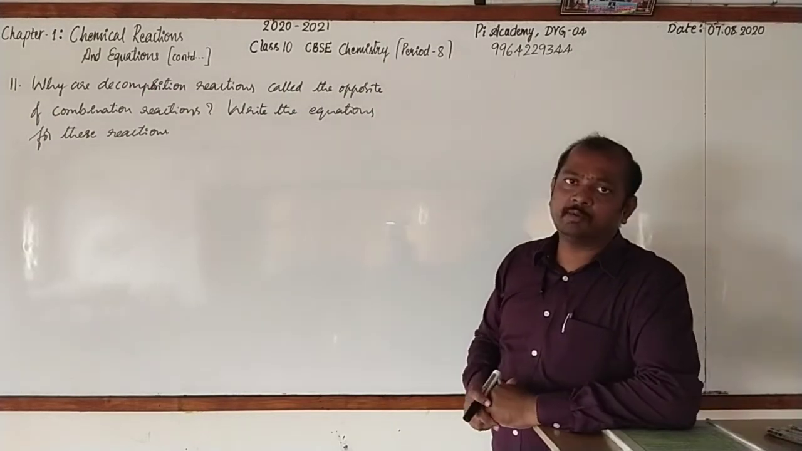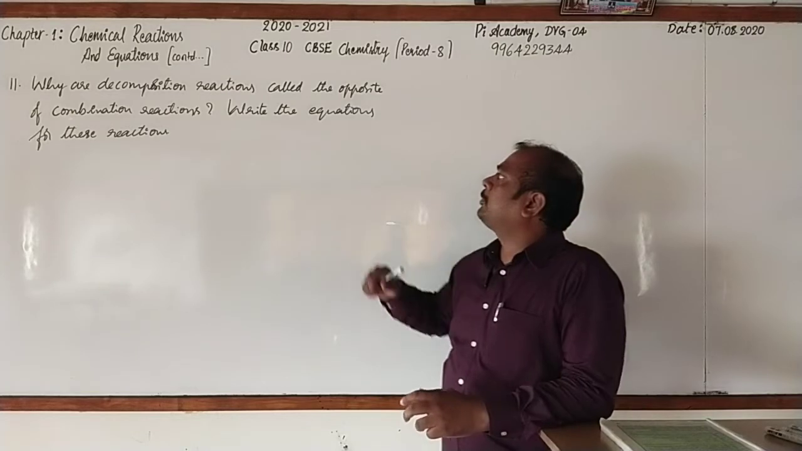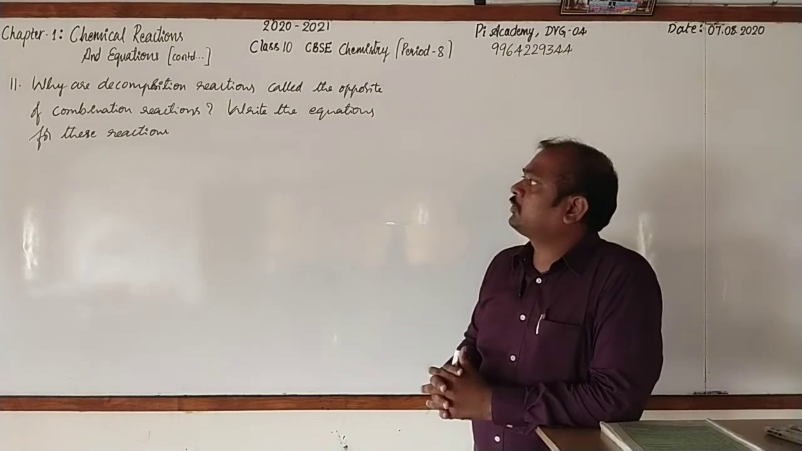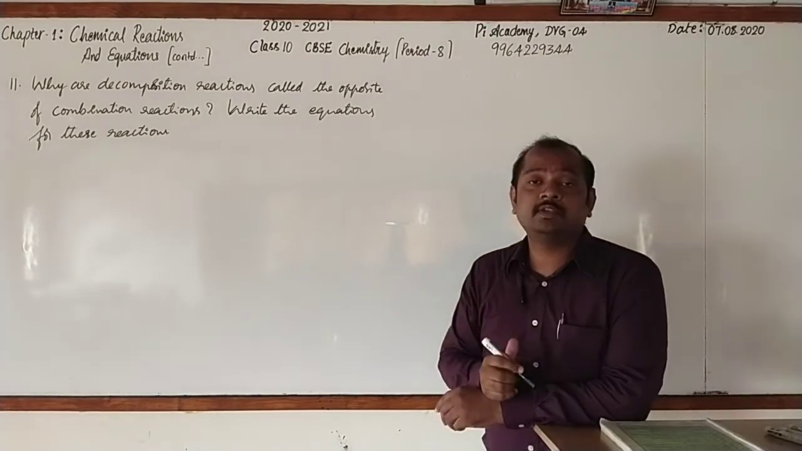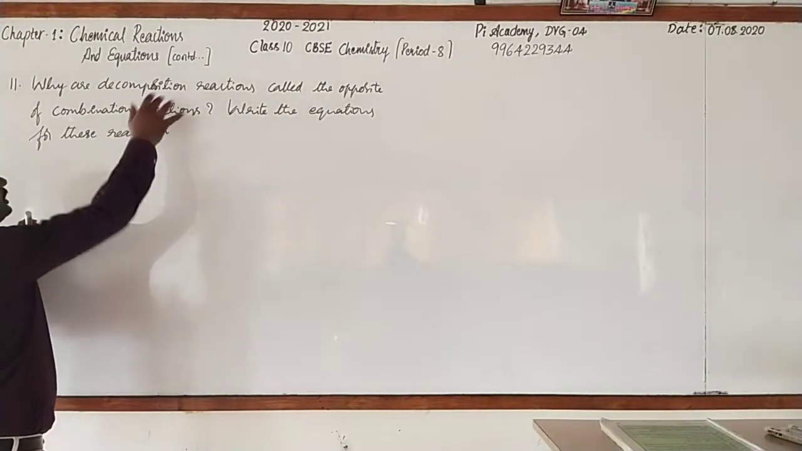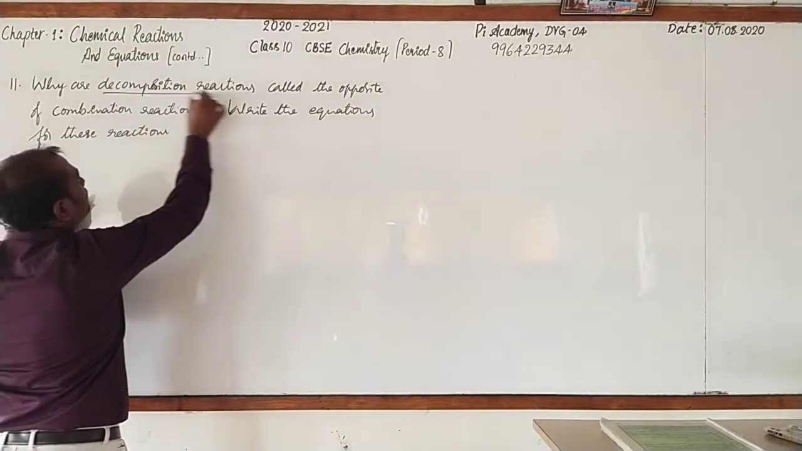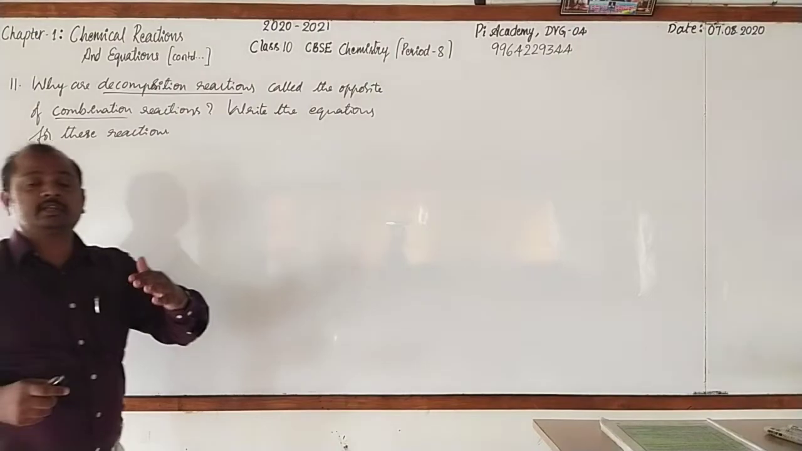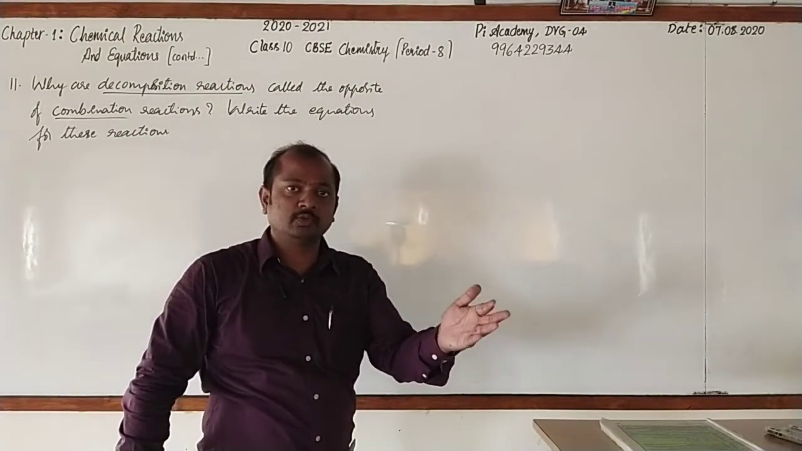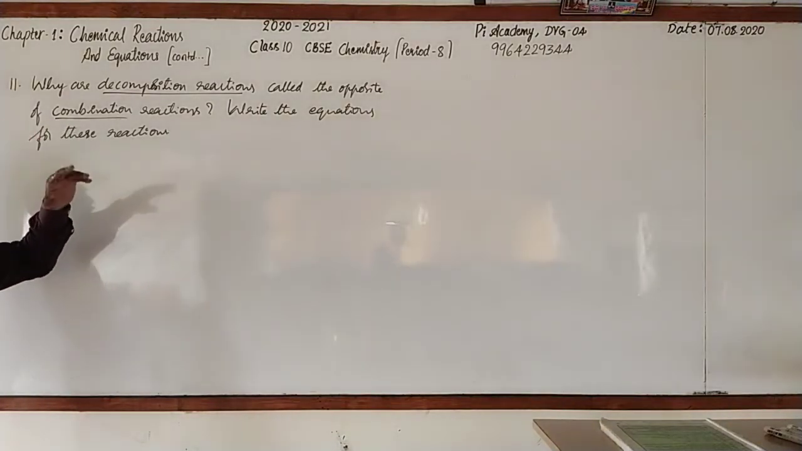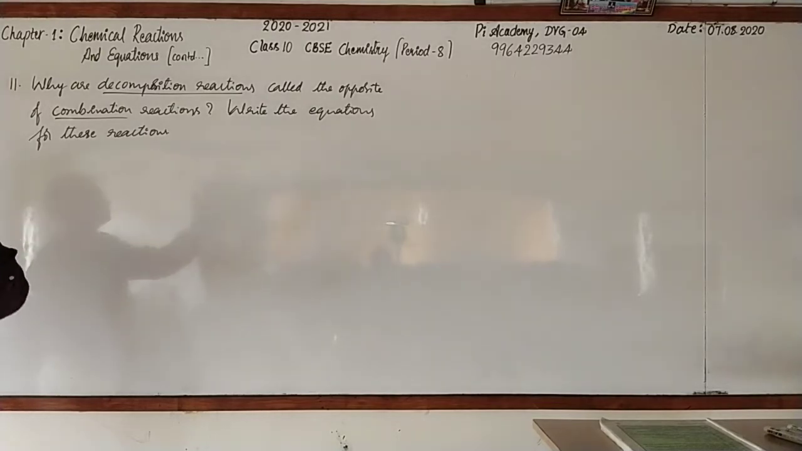Dear students, go through the 11th one. It is, why are decomposition reactions called the opposite of combination reactions? Write the equations for these reactions. Just observe it. If you want to answer this question, you must know the definition of both decomposition as well as combination reactions. Decomposition reaction is a reaction in which a compound gets split up or is broken down into two or more new substances. Whereas in combination, two or more substances combine to form a single product.